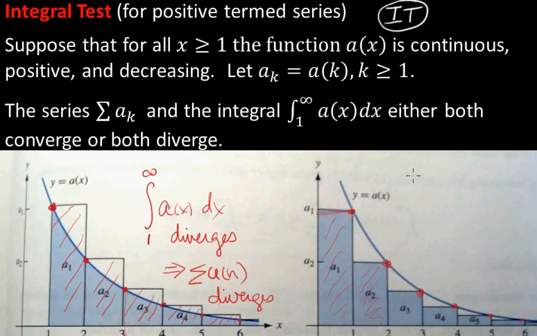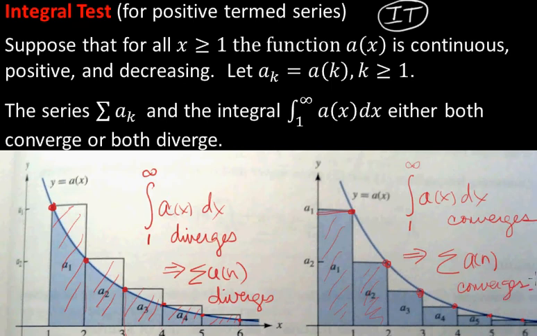Now, if we look at the areas of the rectangles under the curve, I can say that if the integral from 1 to infinity of a of x dx converges, in other words, the area under the curve is finite, well, the area of the rectangles is less than that. So this implies that sigma a sub n, or a of n, converges.